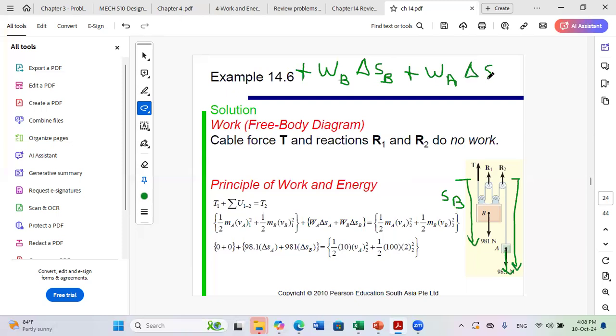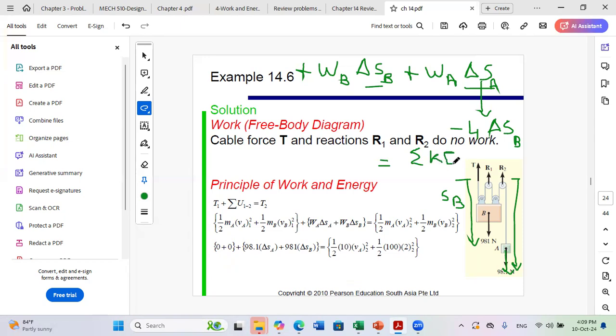Now, as we mentioned, we have here two unknowns, but they are related. So we can replace delta SA by minus 4 delta SB. Okay? Equals to the final kinetic energy at state 2. So this is equal to summation of T2. Okay? And we have everything.